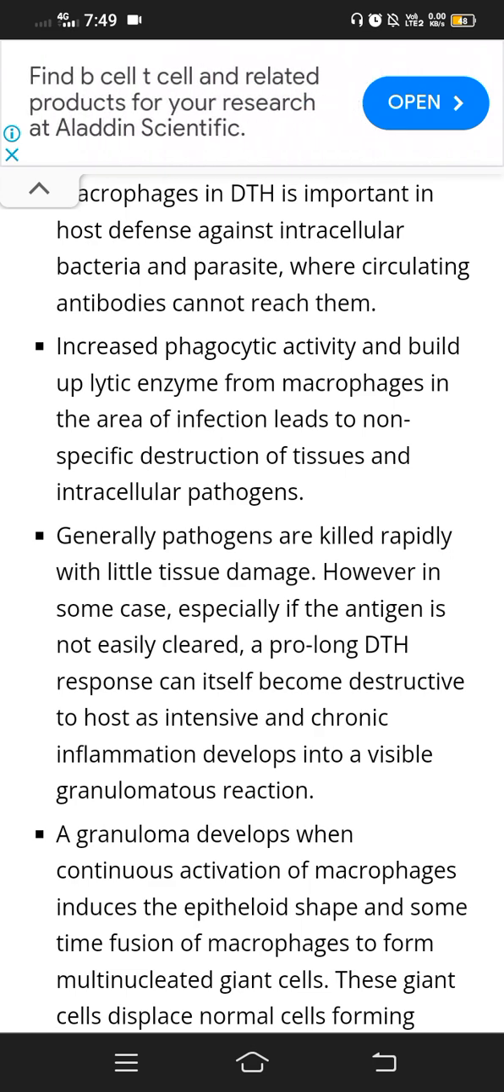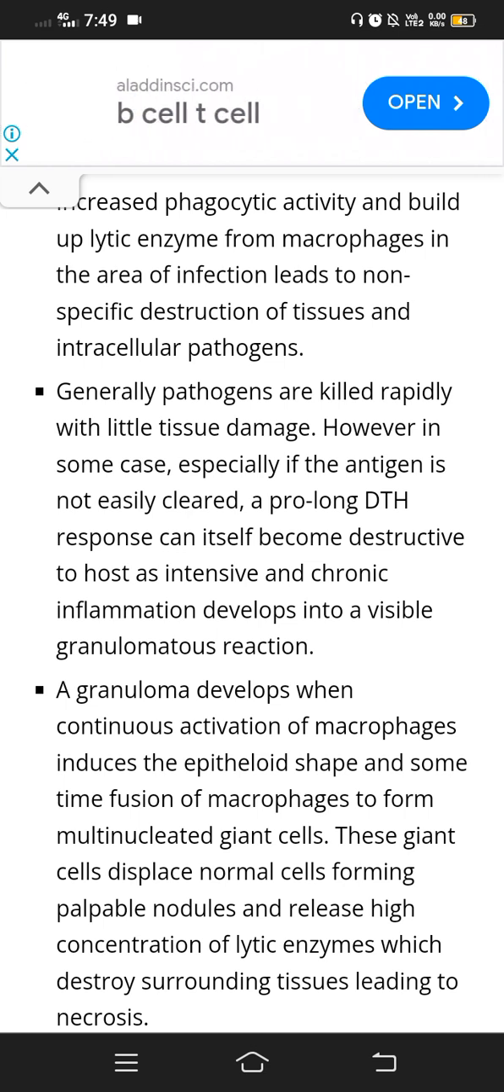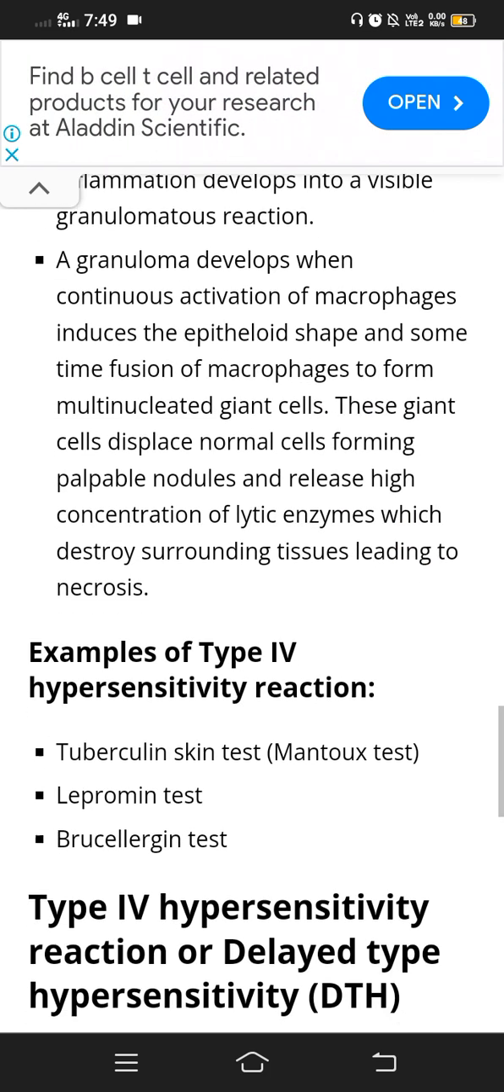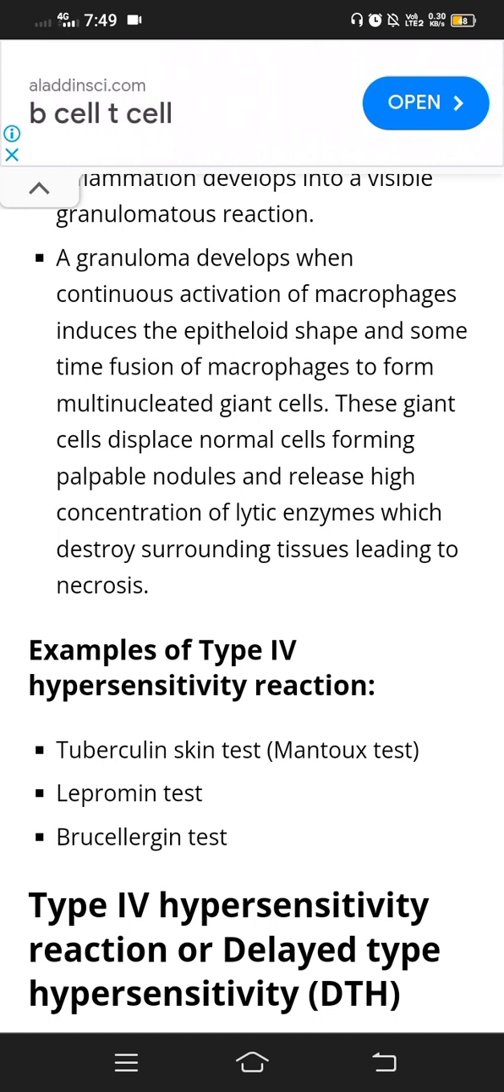A granuloma develops when continuous activation of macrophages induces an epithelioid shape and sometimes fusion of macrophages to form multinucleated giant cells. These giant cells displace normal cells, forming palpable nodules, and release high concentrations of lytic enzymes which destroy surrounding tissue, leading to necrosis. Examples of type 4 hypersensitivity reaction: tuberculin skin test, lepromin test, brucellergen test.